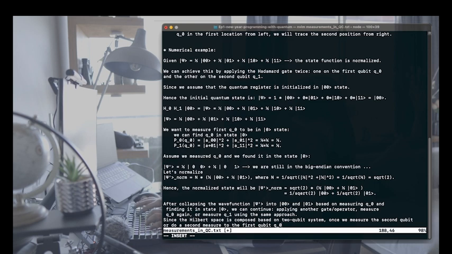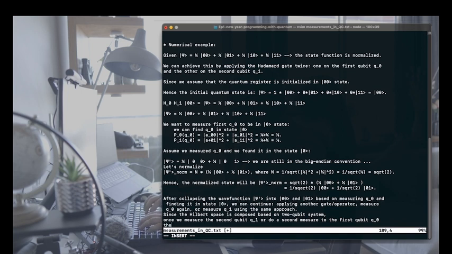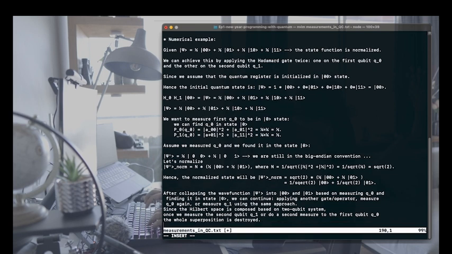And of course, since the Hilbert space is based on a 2-qubit system, once we measure the second qubit, for example Q1, or do a second measurement on the first qubit Q0, the whole superposition is destroyed, and we will end up with a fixed value and a fixed computational state. And this will be with a probability of 1, so we'll find it all the time.